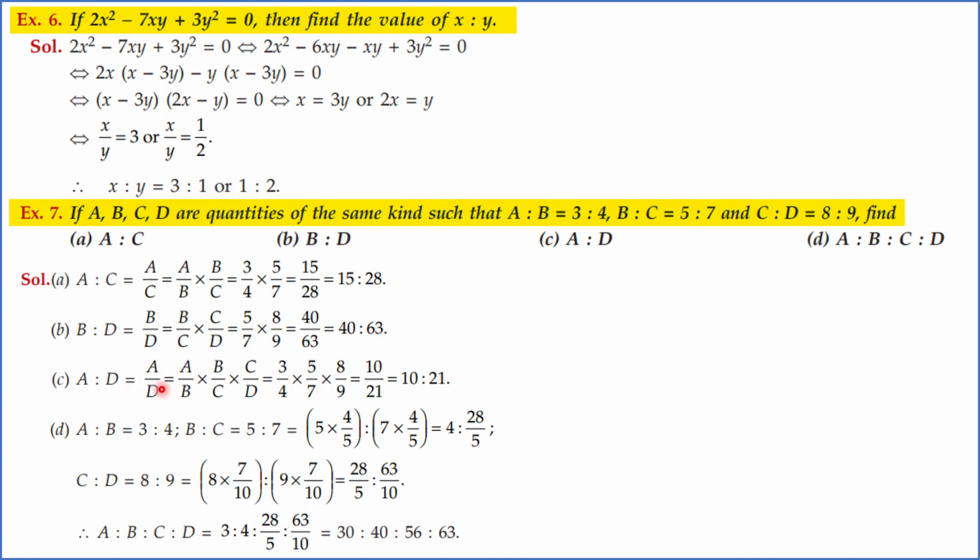A is to d equal to a by d. That equals a by b into b by c into c by d. That equals 3 by 4 into 5 by 7 into 8 by 9. That equals 10 is to 21. A is to b equal to 3 is to 4, b is to c equal to 5 is to 7. That equals 5 into 4 by 5 is to 7 into 4 by 5. That equals 4 is to 28 by 5.